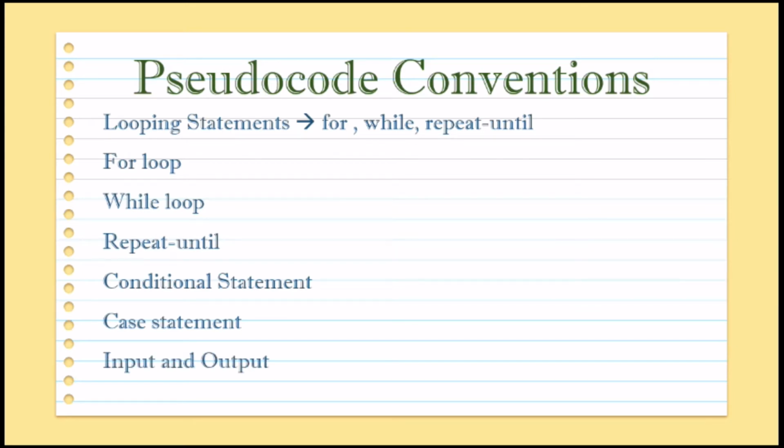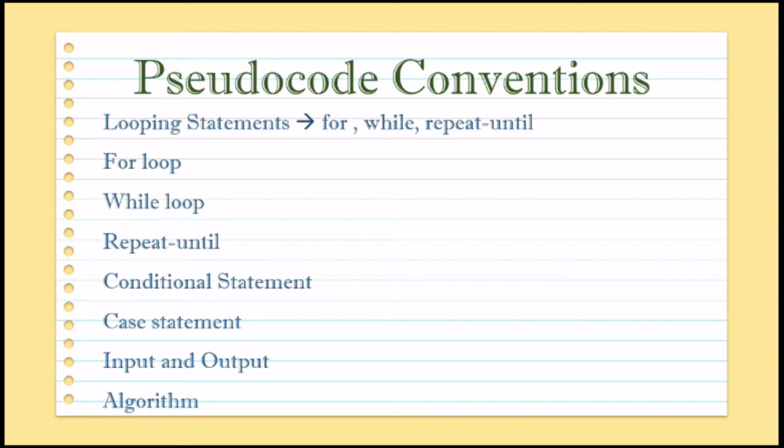Next is input and output. Read and write are used as input and output functions. Read is used for input and write is used for output. When we use variables as input or output, data type of that variable is not required.